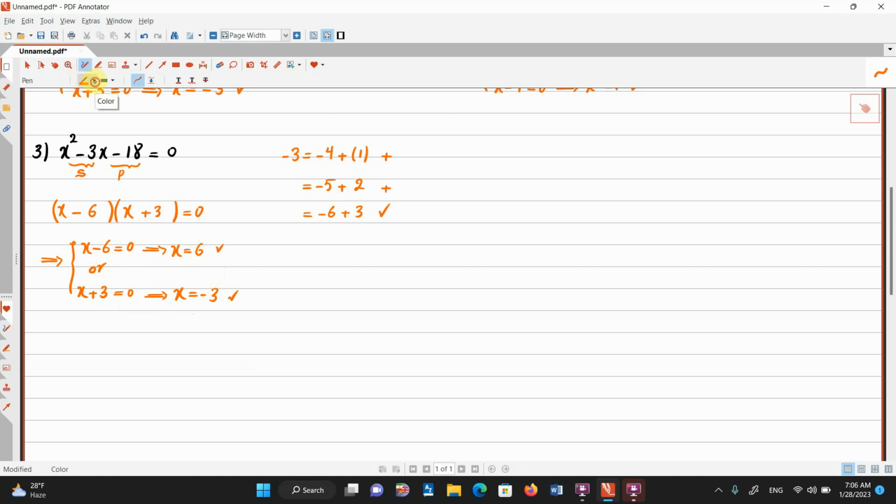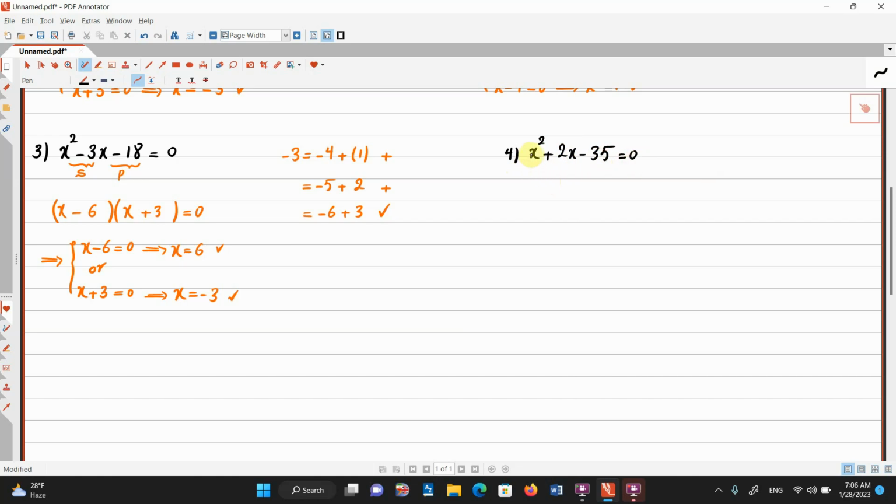Let me write one more example. Number 4. x squared plus 2x minus 35 equals 0. This is our fourth example.